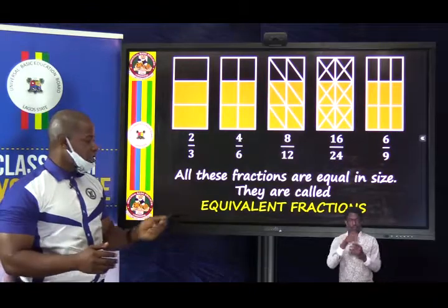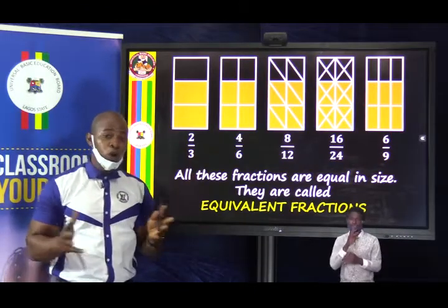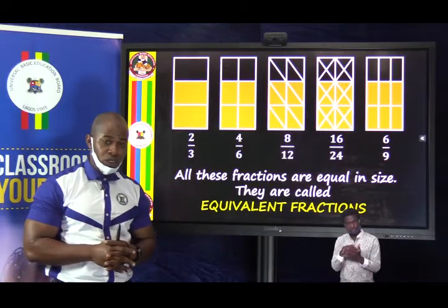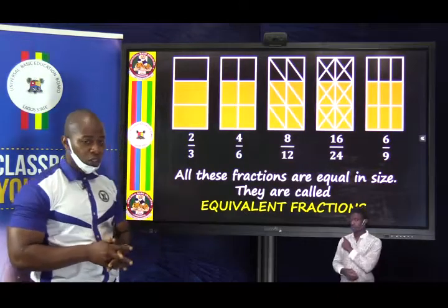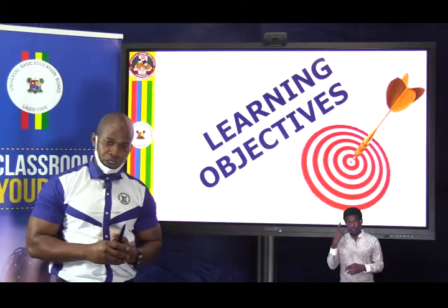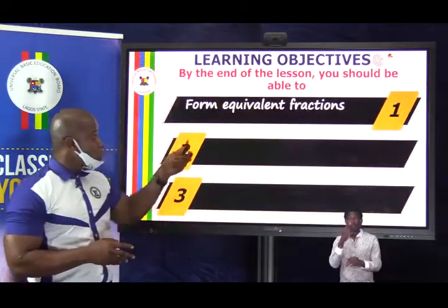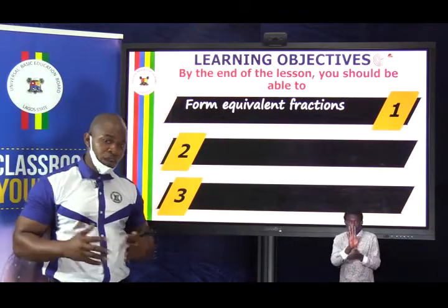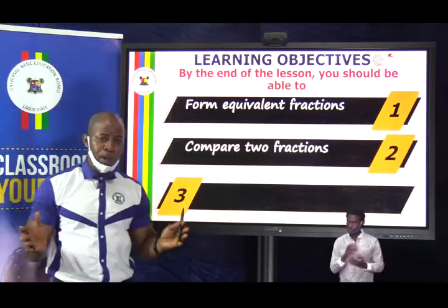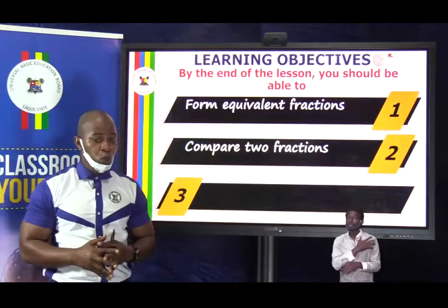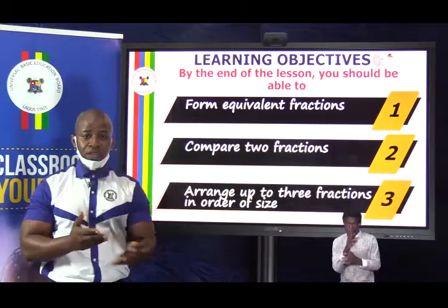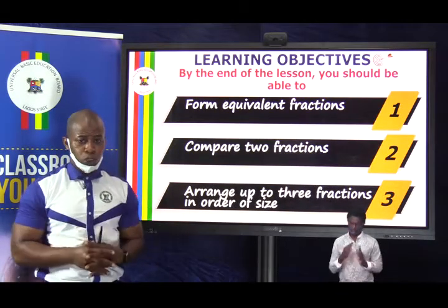They are equal in size, and these fractions exactly are what we call equivalent fractions. Say equivalent fractions. Good. Equivalent fractions in mathematics. So let's check out the learning objectives. By the end of the day, you should be able to form your own equivalent fractions using the method that I will show you. You should be able to compare 2 fractions and determine which one is bigger. You should also be able to compare 3 fractions and arrange them from the biggest to the smallest.